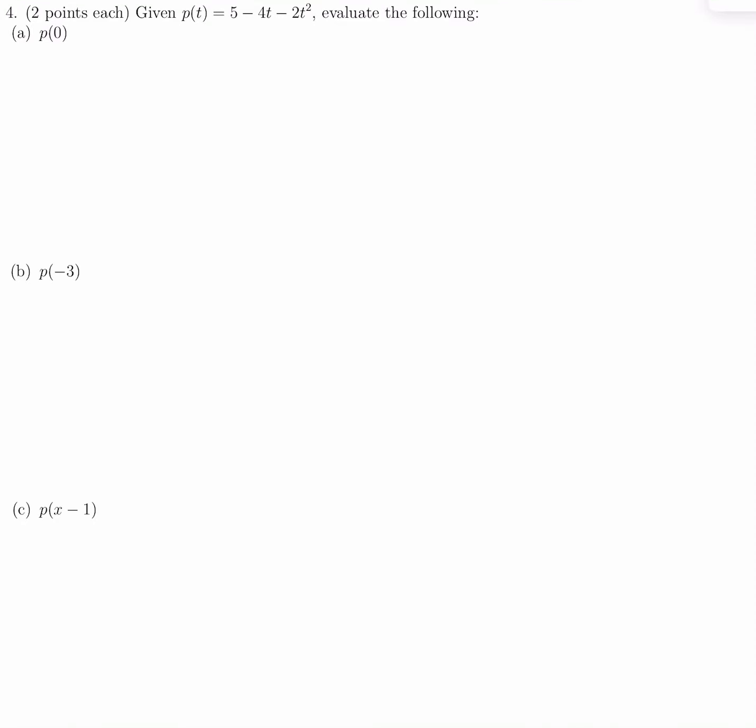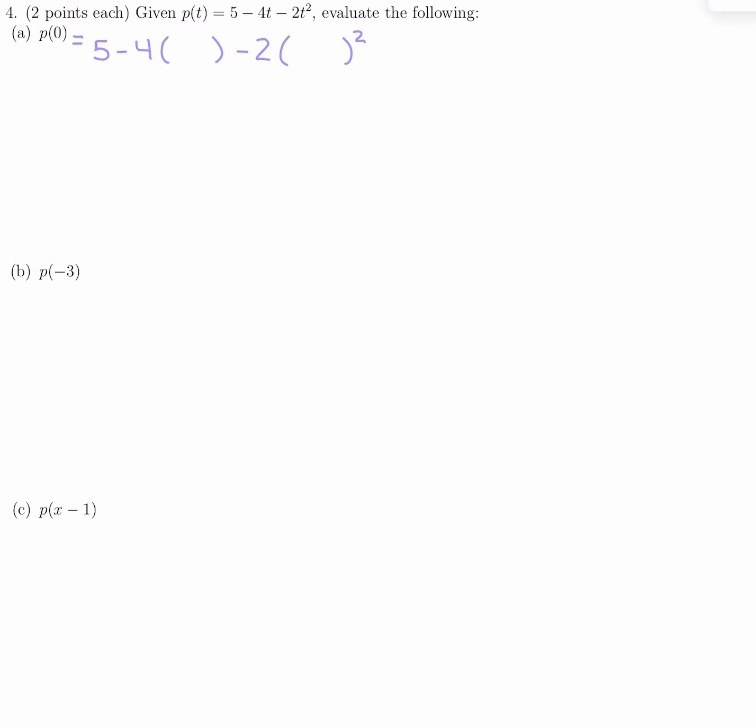Let's practice evaluating in a function. So anytime we are given a function and we want to plug in, we're going to replace x, or in this case t, with parentheses. So we have 5 minus 4, and we're going to replace that t with a set of parentheses, minus 2, and we'll put a set of parentheses, and that's t squared.